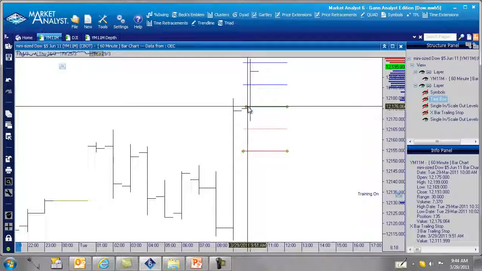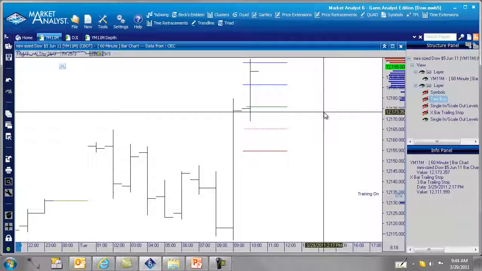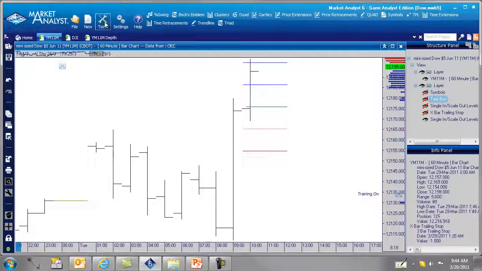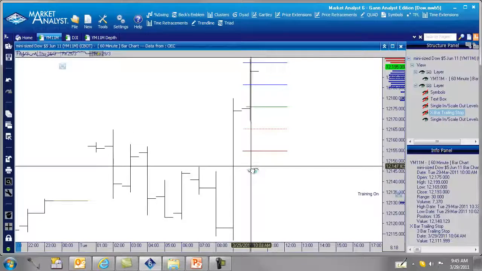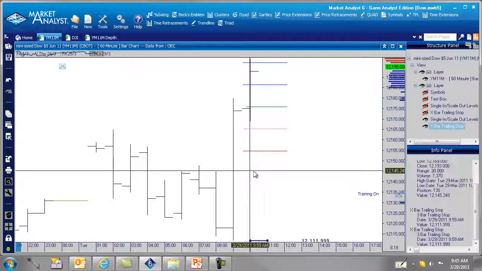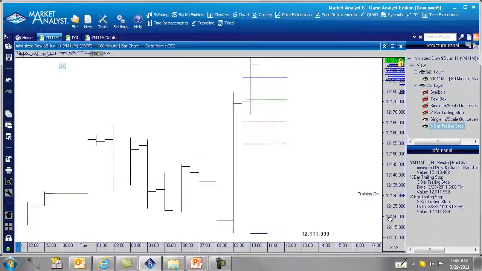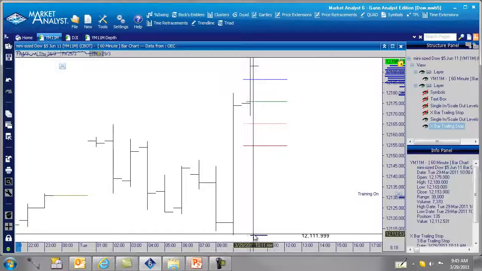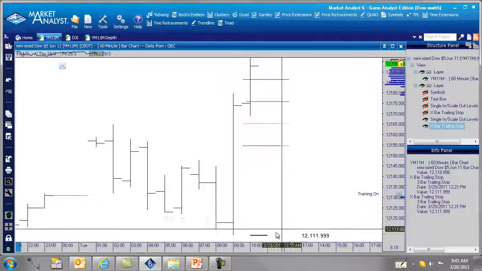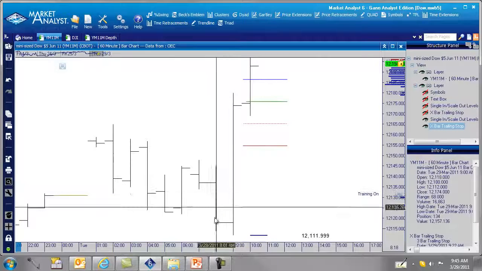So here's our entry point. There's the first target, there's the second target. Now what we can do is apply the 3-bar trailing stop on the third contract. To do that, we go to Tools, back, X-bar trailing stop, click here, and as we can see, it's way down at the bottom here at 12,112.